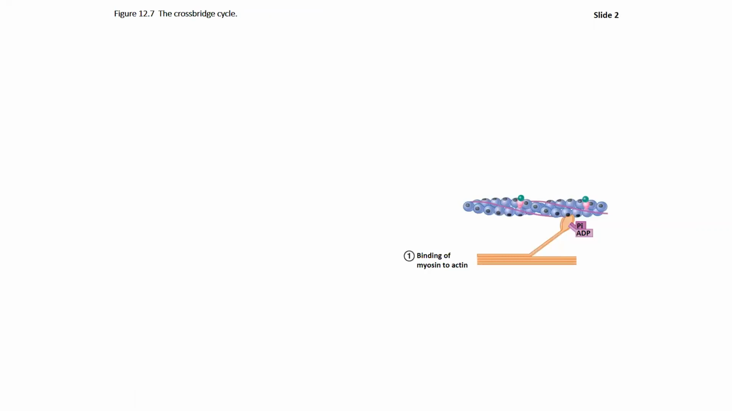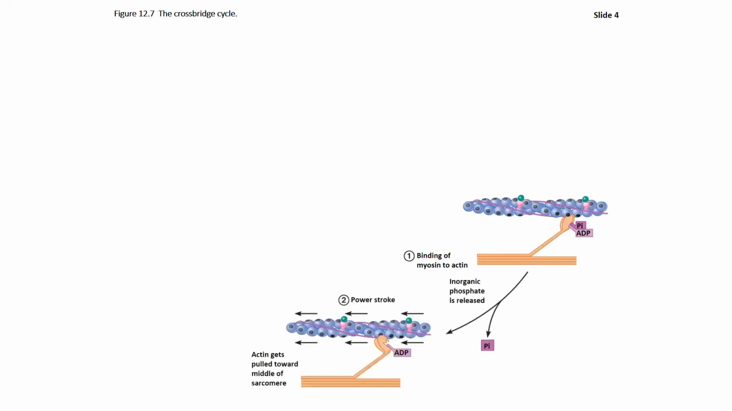So as it's in that cocked position, that inorganic phosphate is going to be released off. And that's sort of the first part of this process. When that phosphate comes off, then we initiate the power stroke. So myosin is reaching up, it's grabbing onto actin.